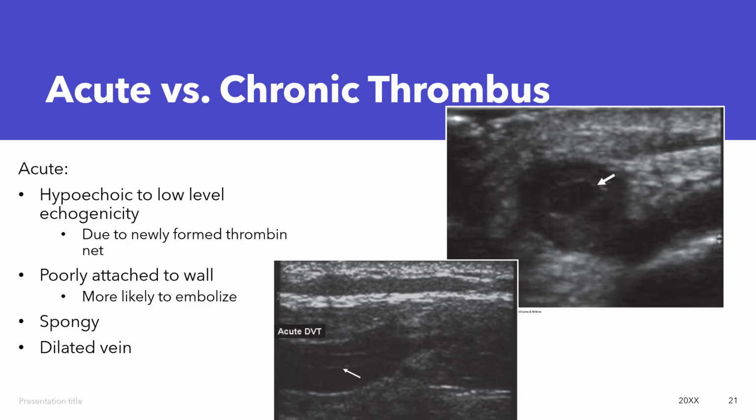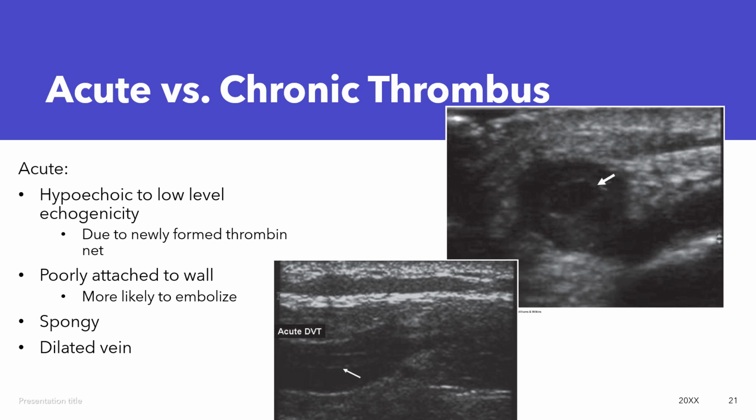Okay, acute versus chronic thrombus, I already just mentioned briefly. Acute thrombus is new, and it's going to be hypoechoic to low-level echoes. This is because the thrombin has just started forming a thrombin net, and it is not very well attached yet, and it's just starting to coagulate. These are two examples of an acute DVT, where this one's a little bit more prominent. You can definitely see the change in lumen size. That would also be represented if you were to put blood flow on this.